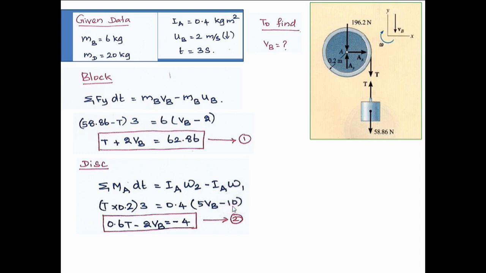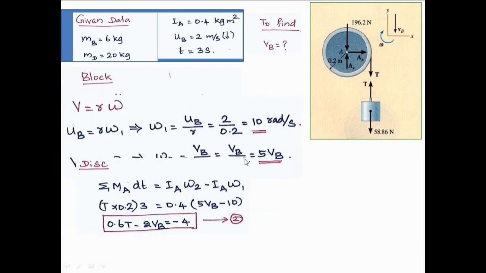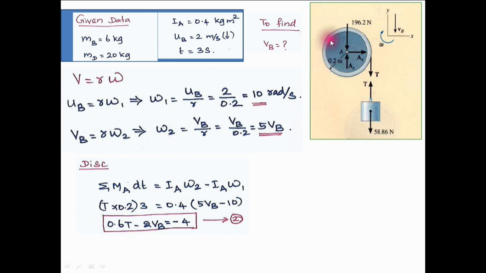Now I am going to explain how to get this omega 1 and omega 2. We know that when a disc or cylinder is subjected to pure rotation, then we can apply the equation V equal to R omega. So initial velocity equal to R into initial angular velocity. From that we can get omega 1 equal to U_B, initial velocity, divided by R. Substituting the initial velocity of the cylinder and the radius of the disc, we get 10 radian per second. This is the value of omega 1 that is substituted here.